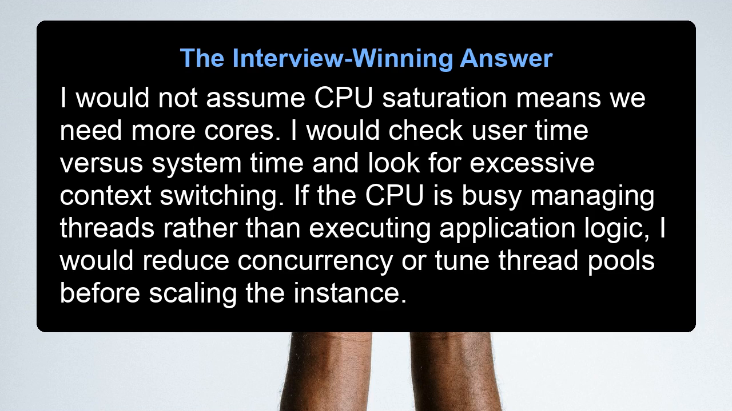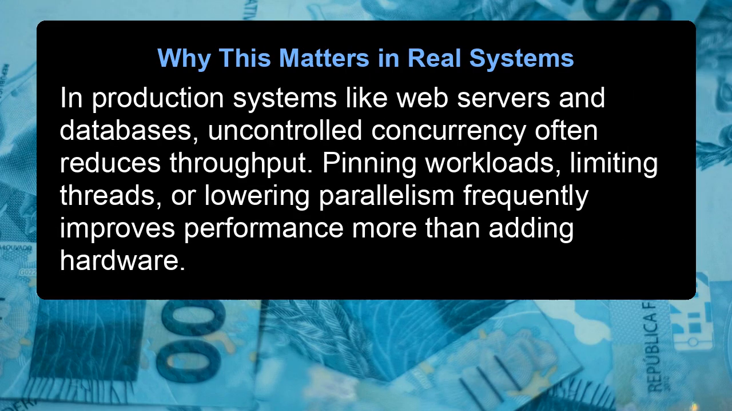The interview-winning answer. I would not assume CPU saturation means we need more cores. I would check user time versus system time and look for excessive context switching. If the CPU is busy managing threads rather than executing application logic, I would reduce concurrency or tune thread pools before scaling the instance. Why this matters in real systems. In production systems like web servers and databases, uncontrolled concurrency often reduces throughput. Pinning workloads, limiting threads, or lowering parallelism frequently improves performance more than adding hardware.